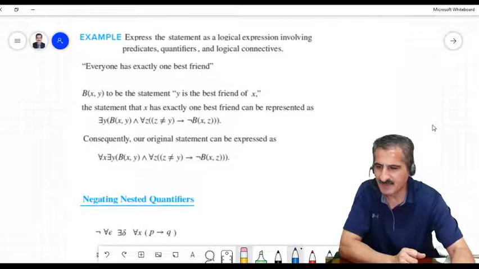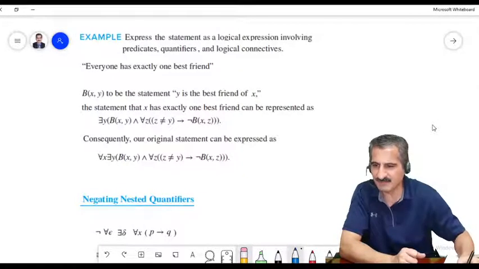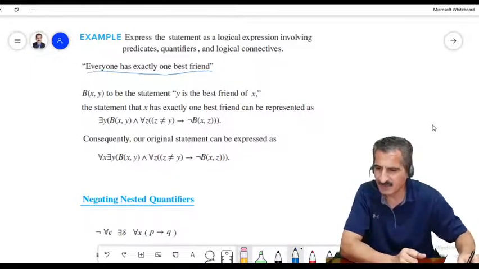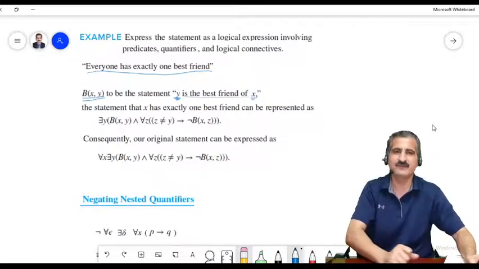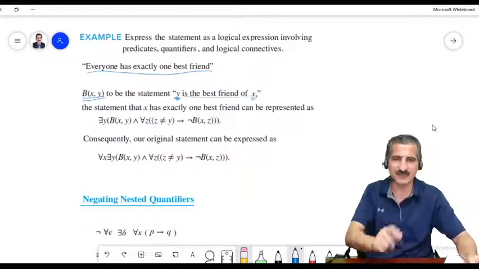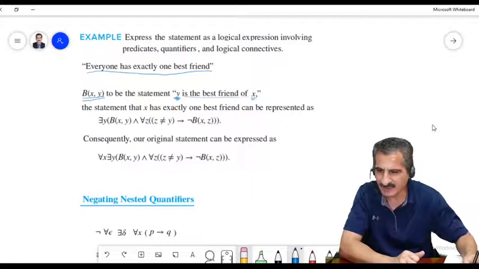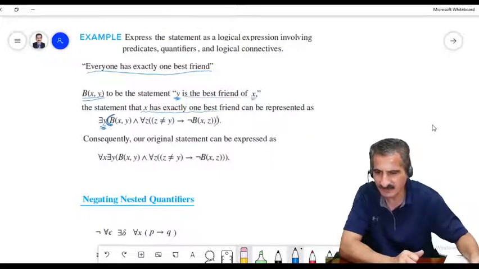Another example. Everyone has exactly one best friend. So we want to make that as a logical statement. So we will use P(x,y) to be the statement y is the best friend of x. So every x will have one best friend. So the statement x has exactly one best friend means there exists y such that what? y is a best friend of x. Okay?